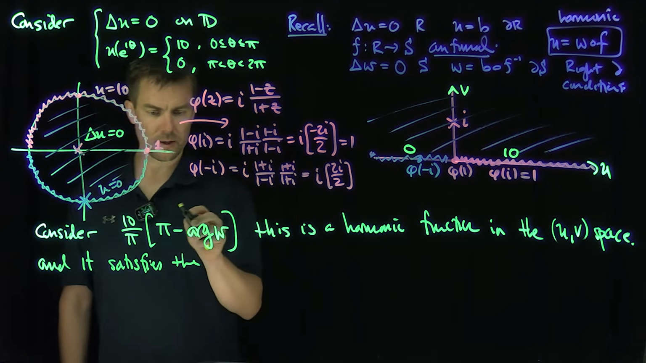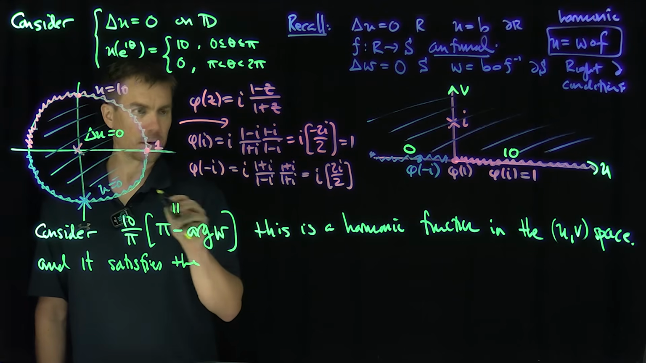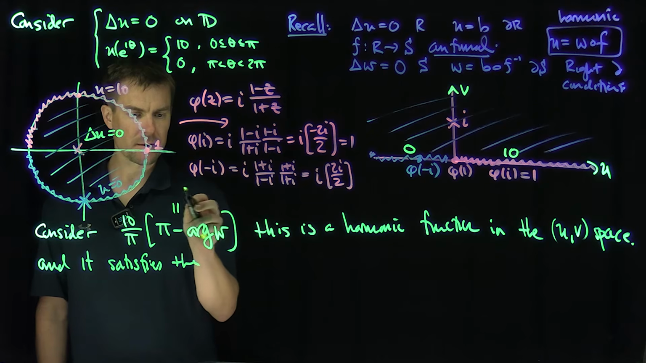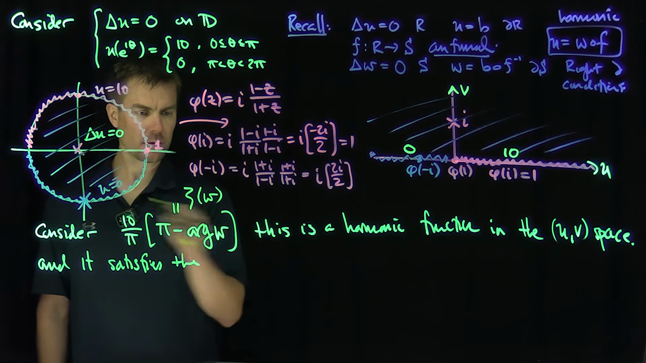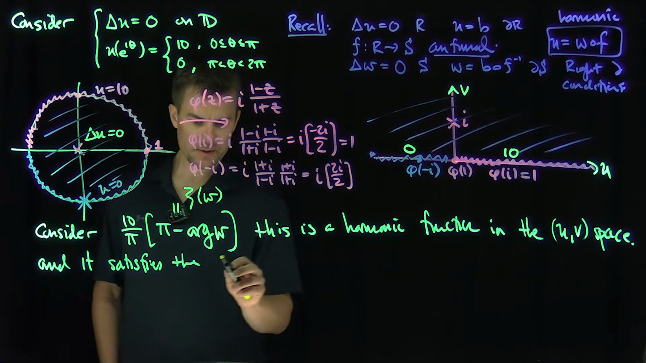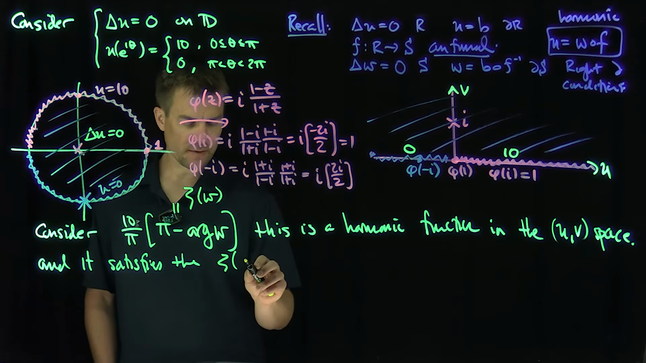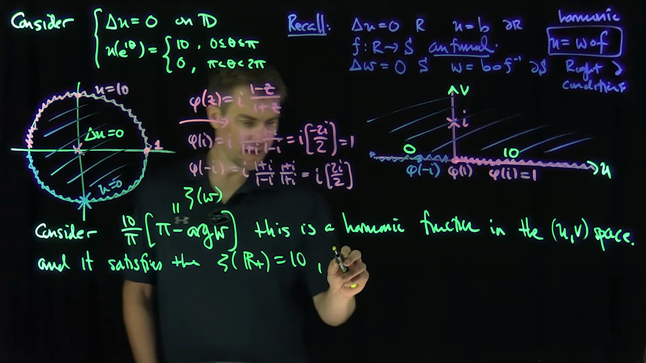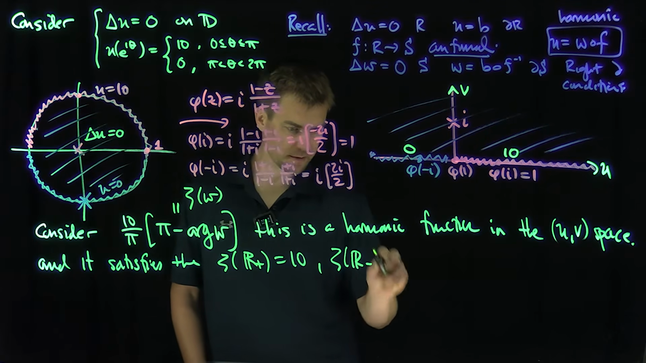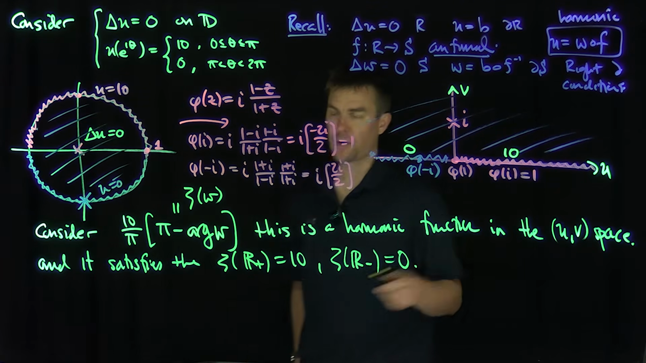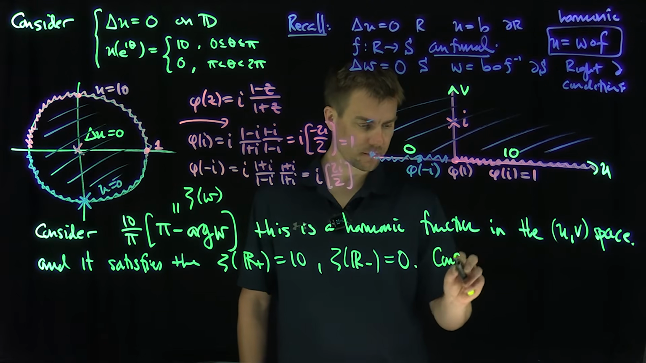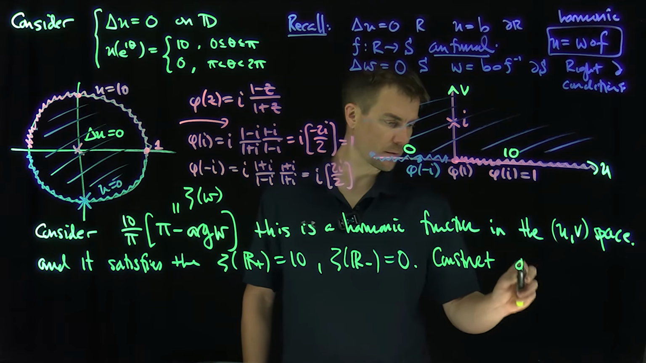So let's call this thing zeta of w. It satisfies zeta on the positive real axis, R plus, is going to be the value 10, and zeta on the negative real axis is going to be 0. So it satisfies the right boundary conditions. And so now we can construct our function, right? So now construct our solution.